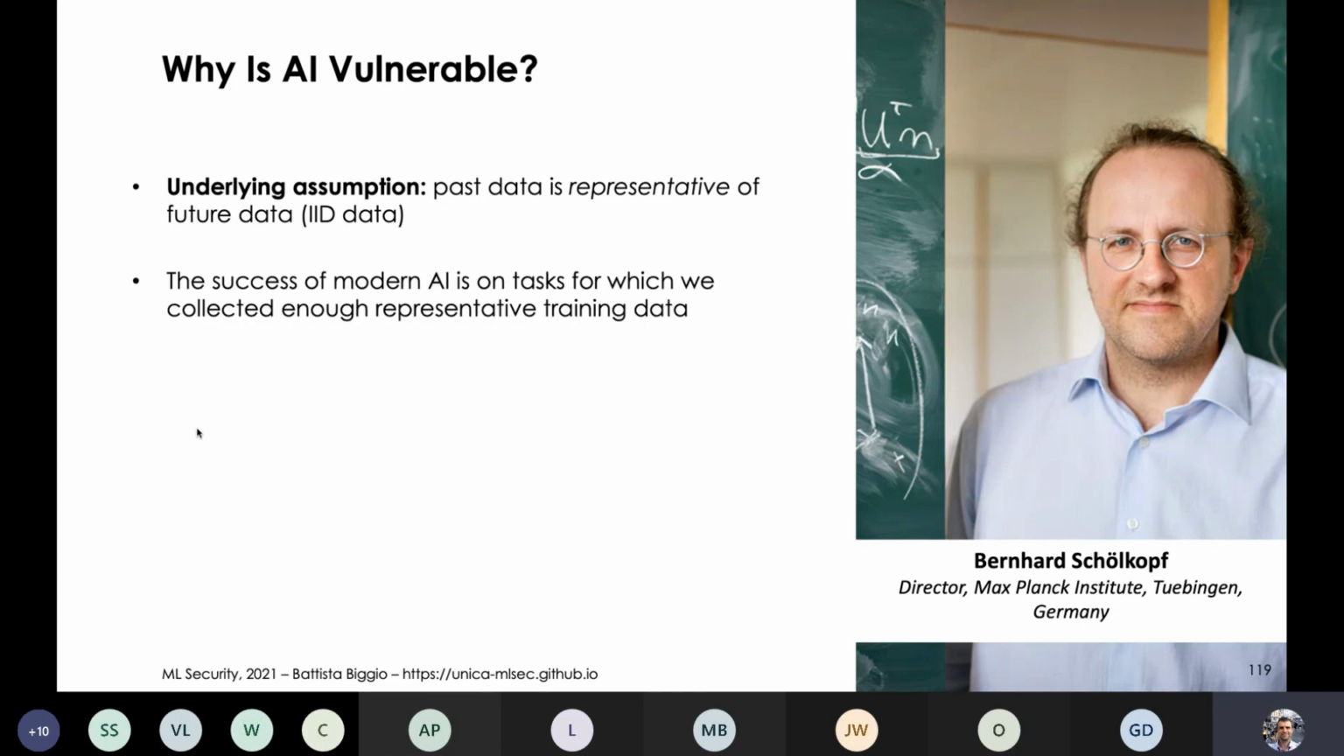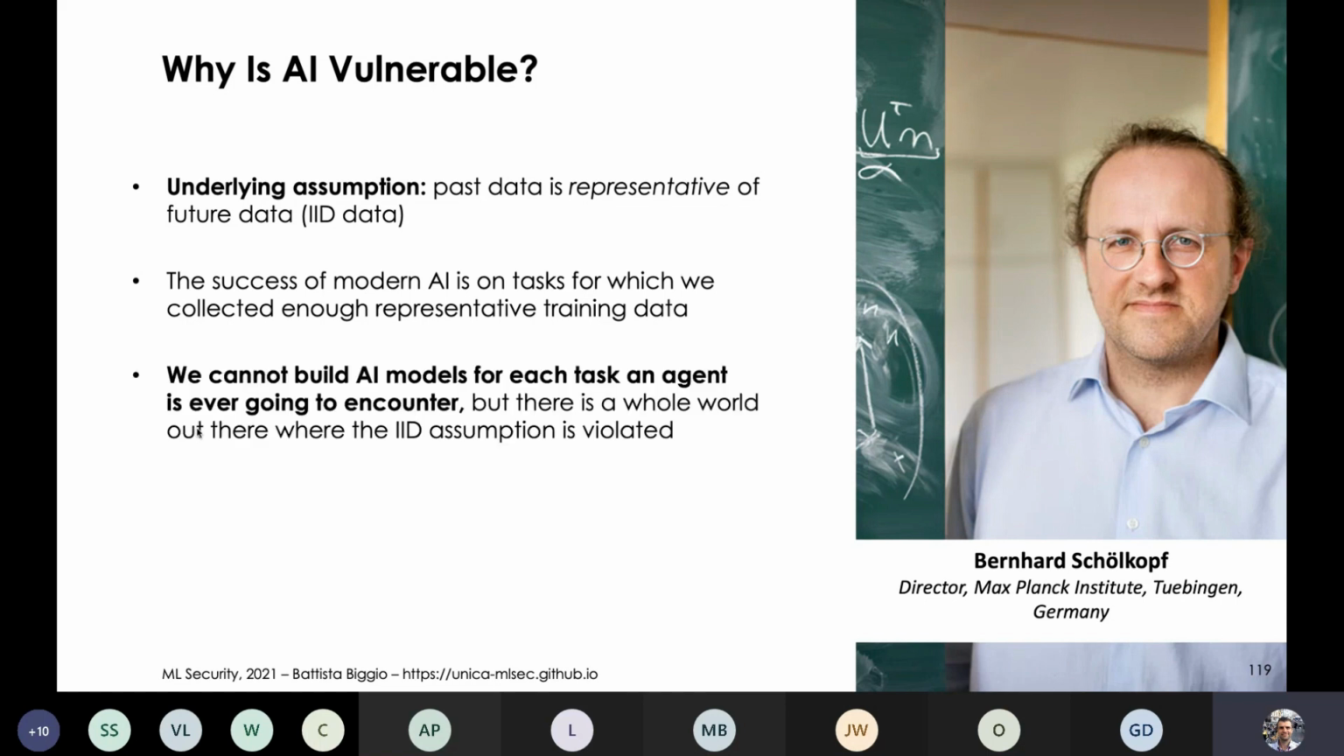And modern deep learning techniques have been very successful on those tasks for which we were able basically to match that assumption that you see on top. So for which we collected a lot of data, like labeled images, labeled speech, and so on and so forth. In these cases, where we collected a huge amount of data, we now have systems that work with respect to the past. But the current problem is that you cannot build an actual agent that you can send in the outside world and hope that it will always work correctly.